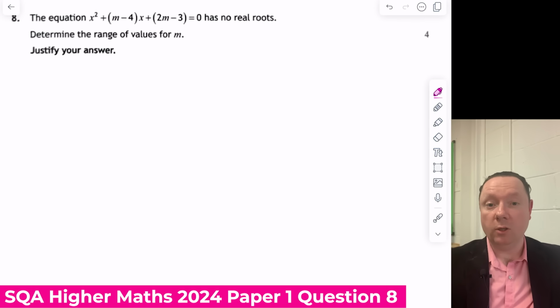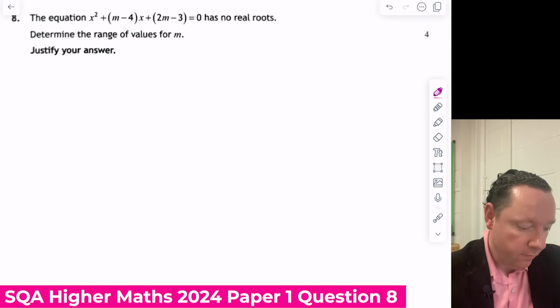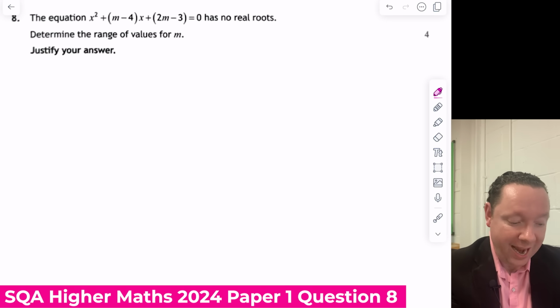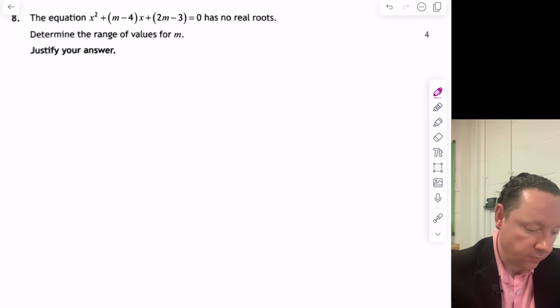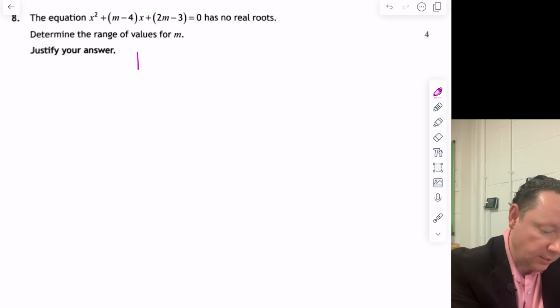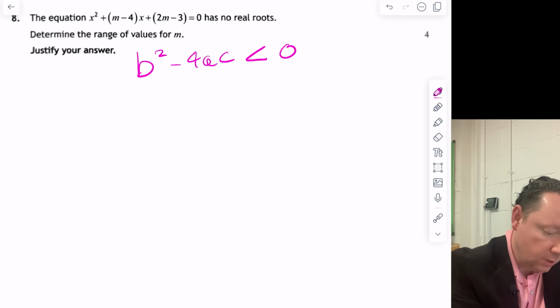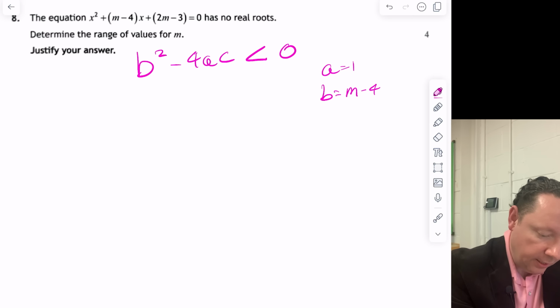SQA Higher Maths 2024 Paper 1 Question 8. The equation x squared plus (m minus 4)x plus 2m minus 3 has no real roots. Determine the range of values for m. So if it's got no real roots, that means that b squared minus 4ac must be less than 0. So a is equal to 1, b is m minus 4, and c is 2m minus 3. So we're just going to sub that in.